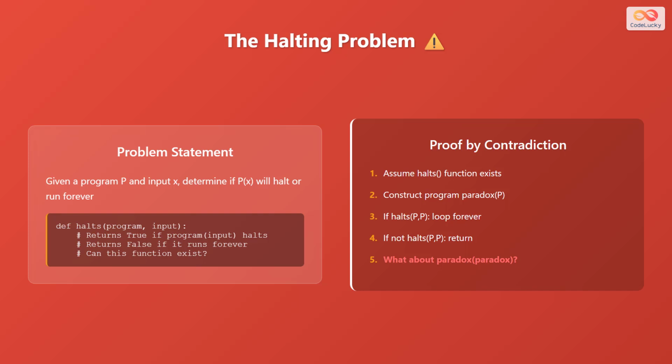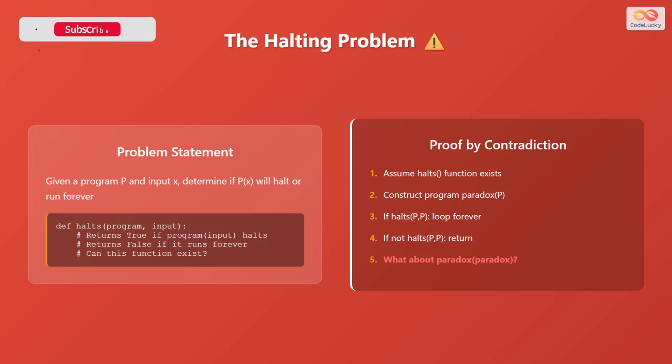Let's explore the halting problem. The problem statement is as follows. Given a program P and input x, determine if P(x) will halt or run forever. Consider the code: def halts(program, input). This returns true if program(input) halts and returns false if it runs forever. The question is, can such a function exist?